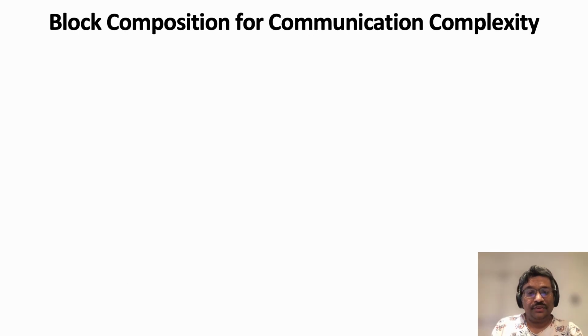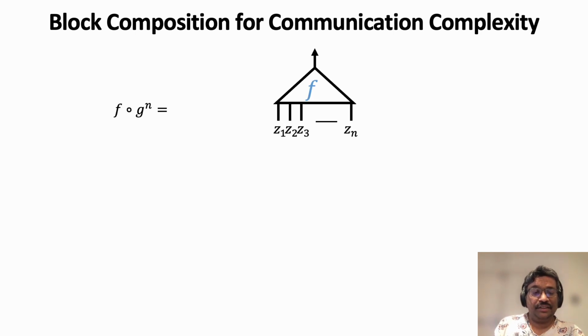Okay, so let's talk about block composition in a more detailed manner. Here I'd like to talk about block composition in the setting of communication complexity. In the setting of communication complexity, you want to translate the lower bounds on a standard Boolean function F in the decision tree model to lower bounds about a two-party function F composed with G.